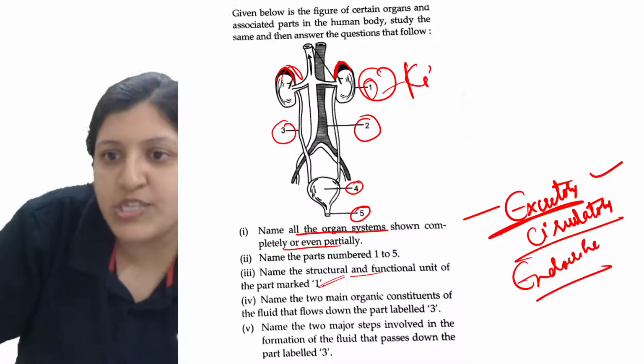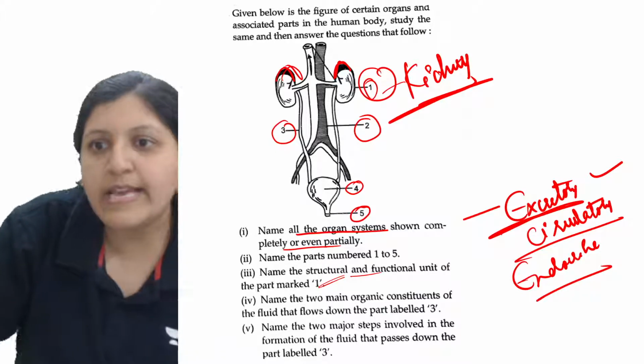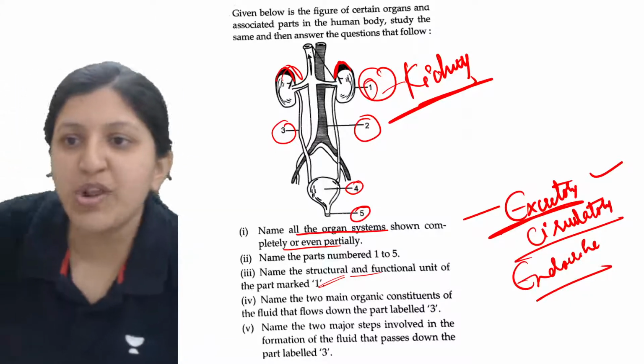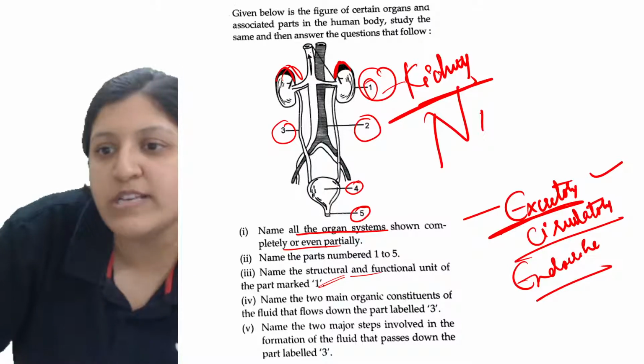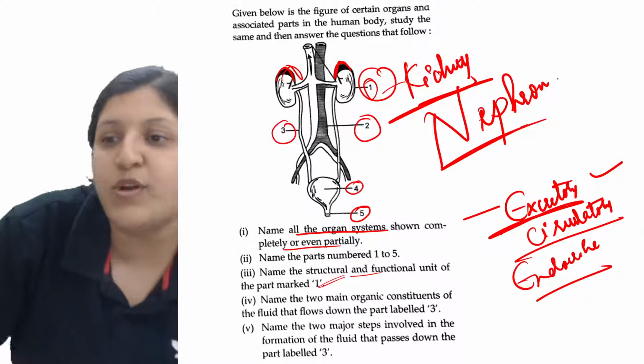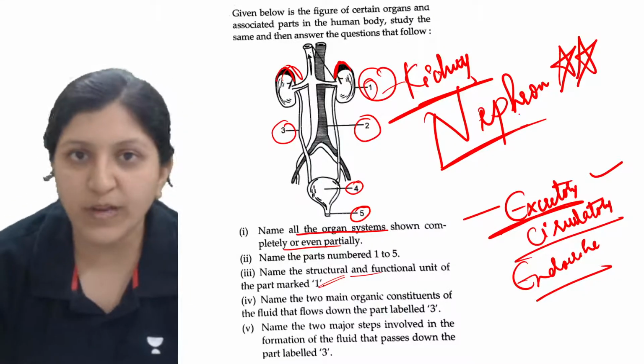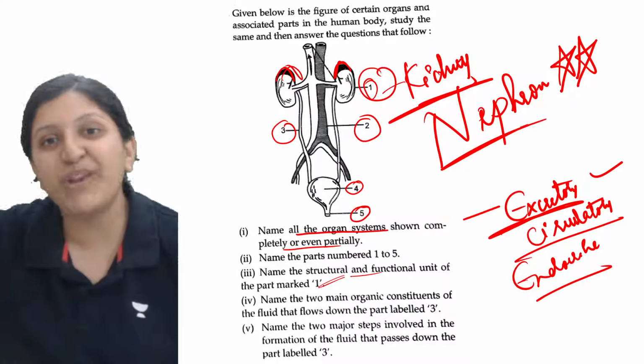So kidney's structural and functional unit is what? Yes, what is kidney's functional and structural unit? So is it neuron? Is it nephron? A lot of them get confused between neuron and nephron. So for structural and functional unit, it is the nephron of the kidney. For brain, it is neuron.